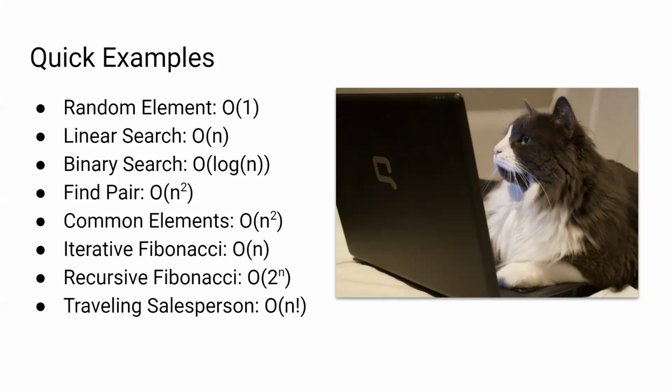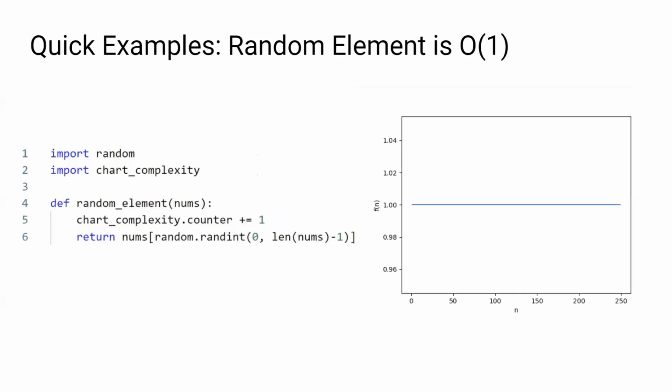So we're going to go through some quick examples of different big O examples that you might see out there in the wild. So first one, a random element function. This is O of 1, right? Because no matter the size of our list input, we're only gonna take one step. Generating a random number doesn't require any more steps. Using an index to access a list element doesn't require any more steps. So this has basically a constant runtime.